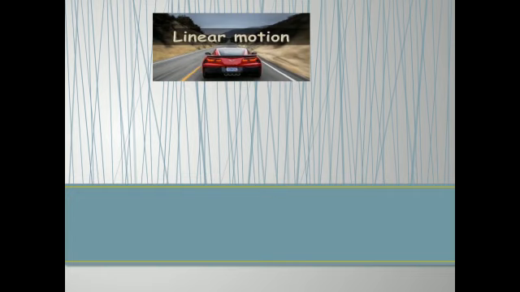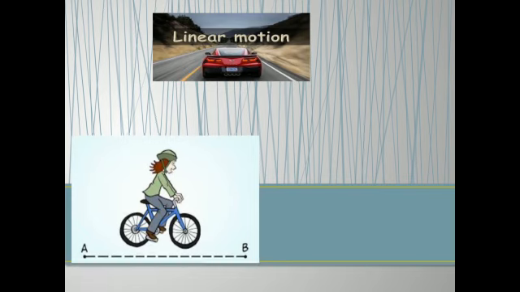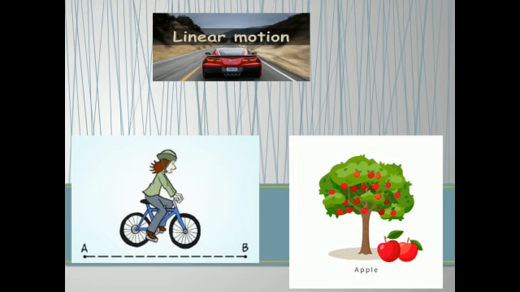What is linear motion? When an object moves in a straight line. For example, different vehicles run in a straight line like this, and an apple falling from a tree. They are all examples of linear motion.